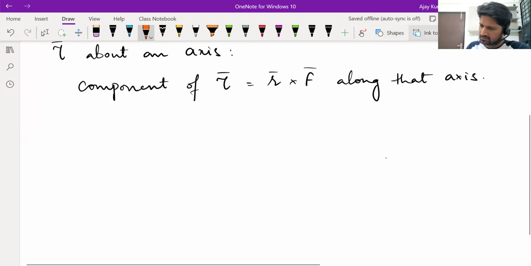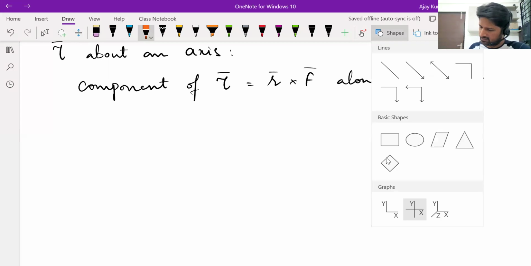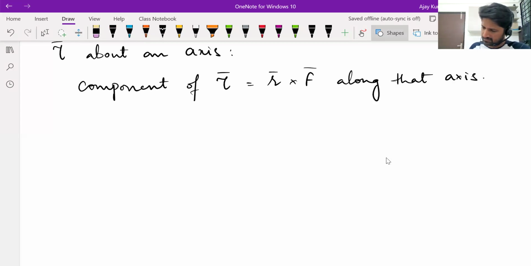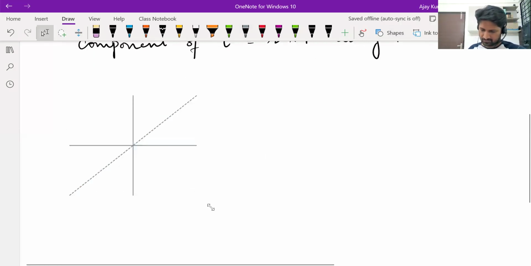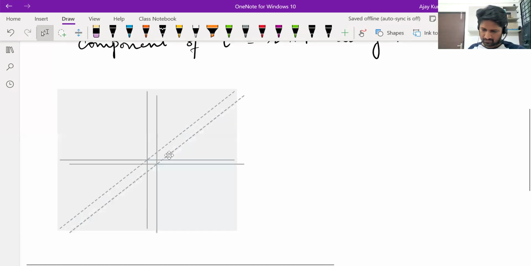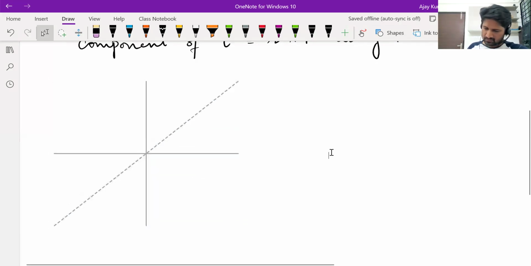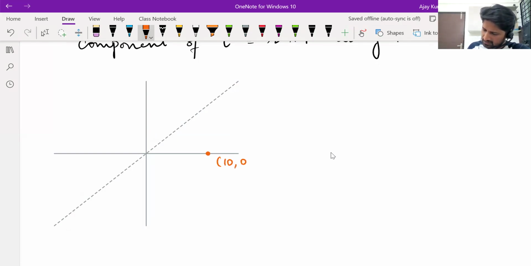Consider a situation like this. Let's visualize X, Y, and Z axis. Suppose there's a force acting at this point. What are the coordinates of that point? It's on the x-axis clearly. So let's take the point as 10, 0, 0. And how is the force acting? Let's say the force is acting at that point parallel to the z-axis.